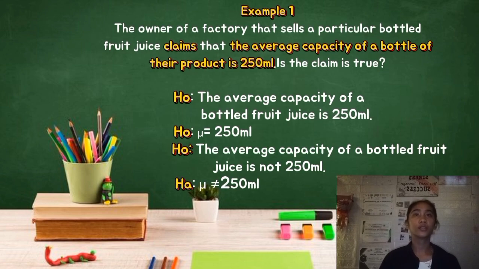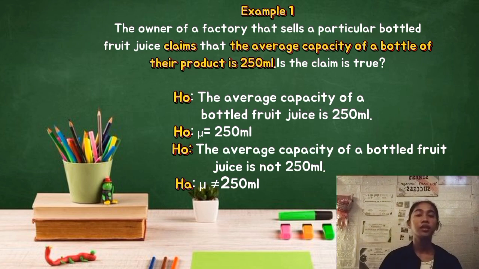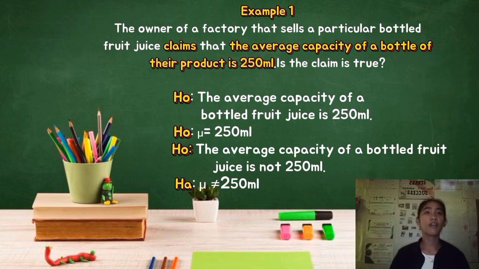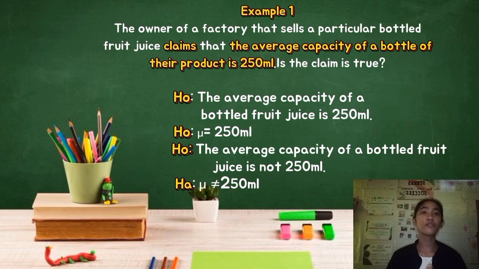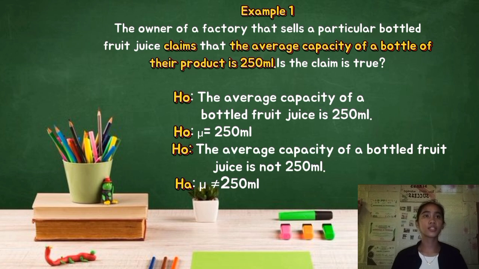Example number 1. The owner of the factory that sells a particular bottled fruit juice claims that the average capacity of a bottle of their product is 250 ml. Is the claim true? So the null hypothesis is: the average capacity of a bottled fruit juice is 250 ml. In symbols, we have H0: mu is equal to 250 ml. Mu is the symbol of mean or average, and the equal sign is the mathematical symbol that corresponds to the word is.